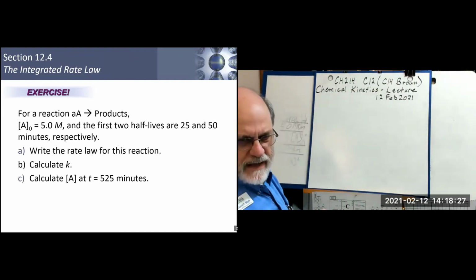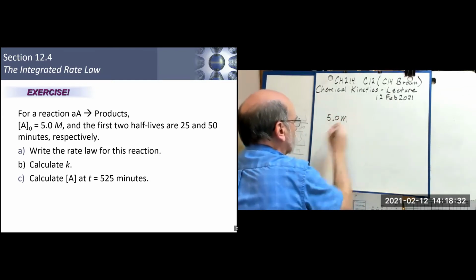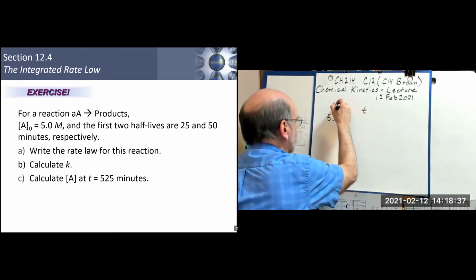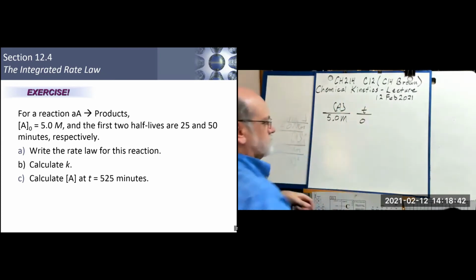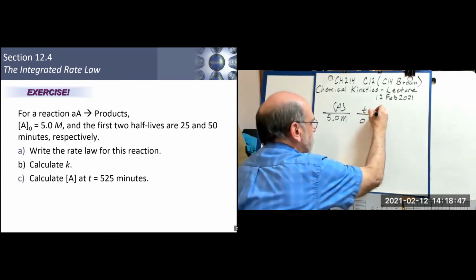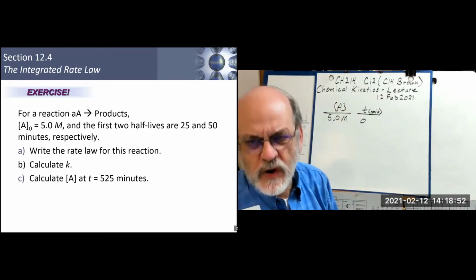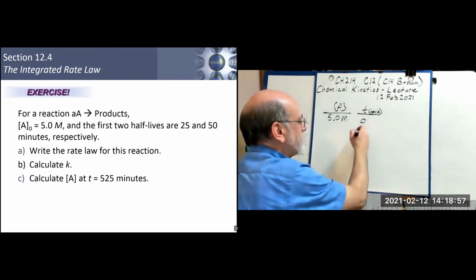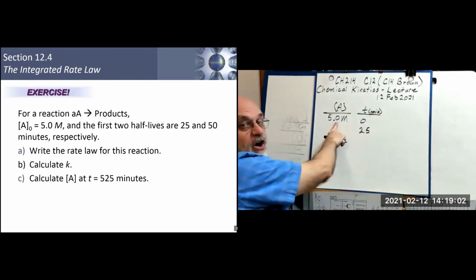Initial A0 is 5.0 molar. Right? And this is the concentration of A at time 0. Okay? Time 0 in minutes. And it says the first two half-lives are 25 minutes. So the first half-life is 25 minutes. So after 25 minutes, half of that is gone.